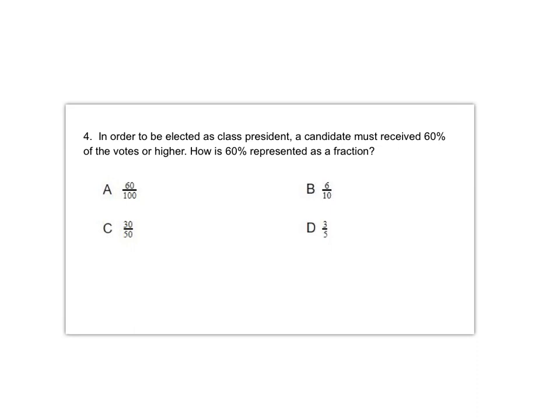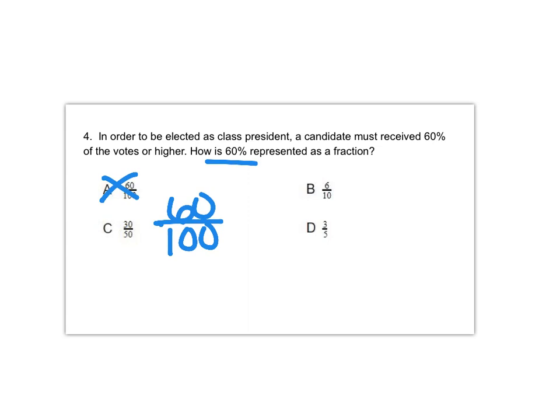In order to be elected as class president, a candidate must receive 60% of the votes or higher. How is 60% represented as a fraction? 60% is 60 over 100. That percent sign means over 100. 60 over 100 can be simplified. So I know that A is not going to be the answer. Make sure you don't fall for that.